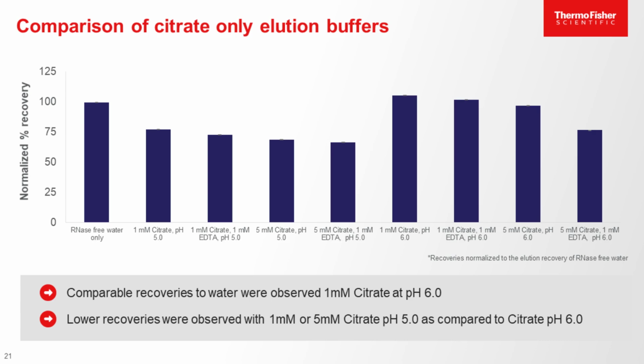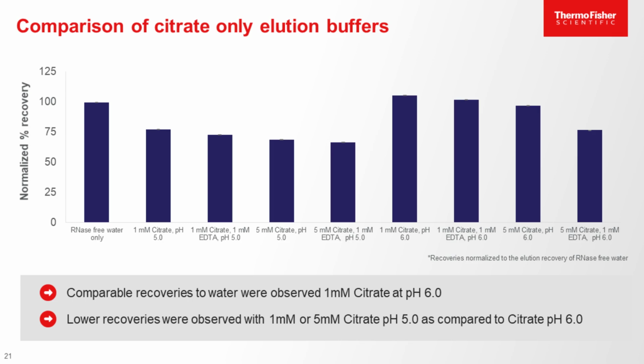A comparison of citrate-only elution buffers and their normalized % recoveries in comparison to RNase-free water is shown in the graph. Lower recoveries were observed for citrate buffer at pH 5, independent of the ionic strength or presence of EDTA. Comparable recoveries to water were observed for citrate at pH 6, with similar recoveries for 1 millimolar and 5 millimolar citrate. Interestingly, the addition of EDTA to 5 millimolar citrate pH 6 resulted in a decrease in the recovery by 25%.